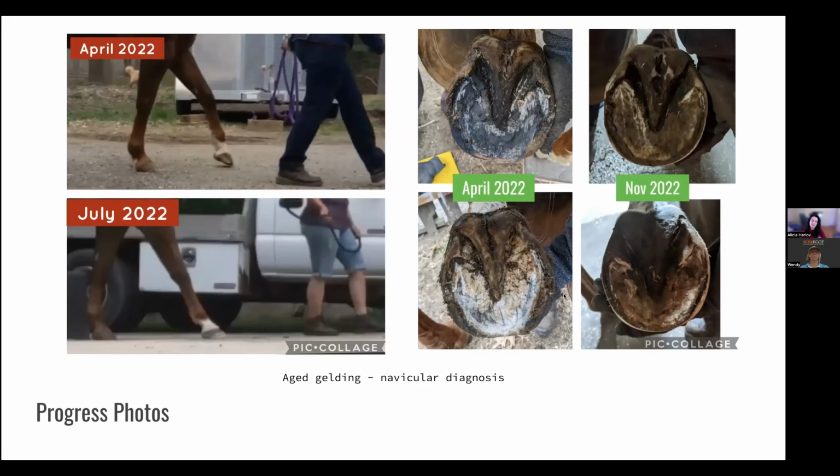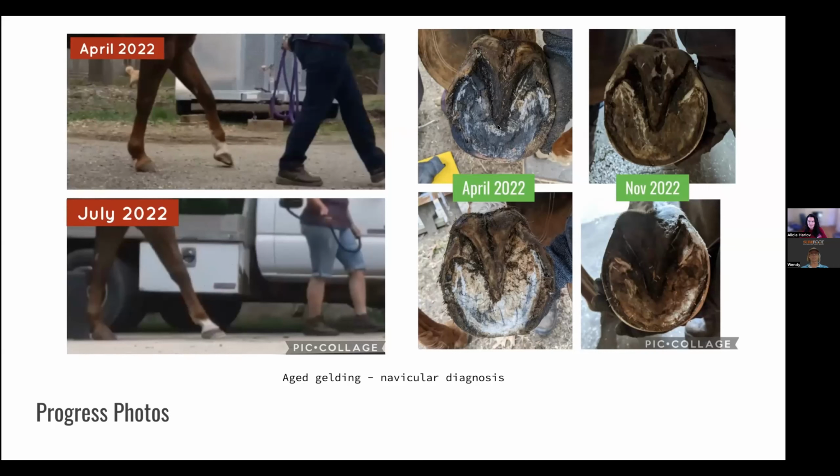And he's also in his 20s, so just because they're old doesn't mean you can't rehab them. And this one was that same horse from the movement section. So again, just a few months to get him landing more comfortably. But these left photos here were when I pulled his corrective shoes.